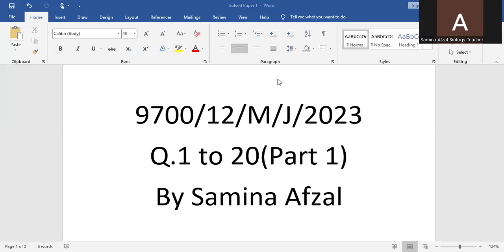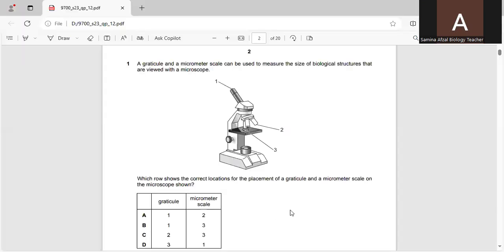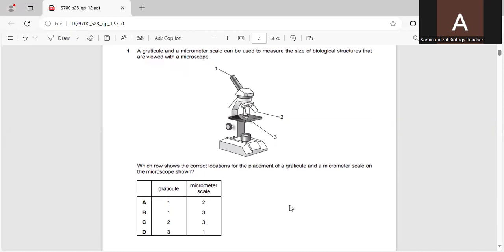Today's paper for discussion is 9700 variant 1, May/June 2023. We will discuss questions 1 to 20. Question number 1: a graticule and a micrometer scale can be used to measure the size of biological structures that are viewed with a microscope.